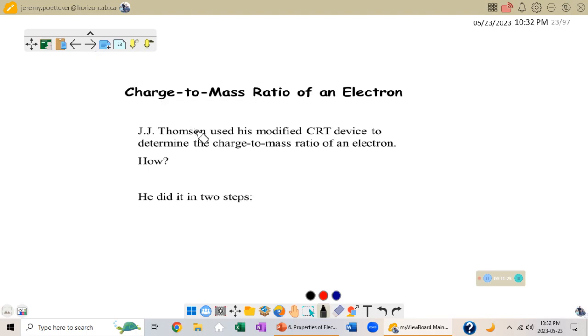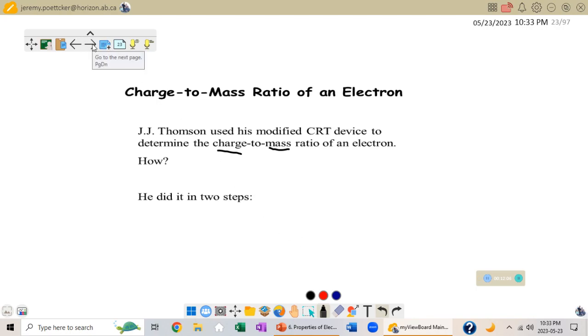J.J. Thomson was doing his experiments prior to Millikan's oil drop experiment. He did not know the charge. He did not know the mass of the electron. But he was able to find the ratio of those two, which we might think, okay, what's the point in that? But he was thinking, well, maybe somebody else is able to find one or the other, and then can use my work to figure out the one that we don't know.